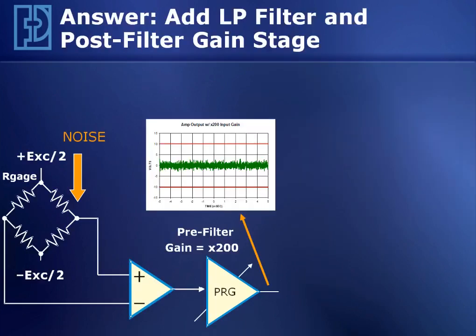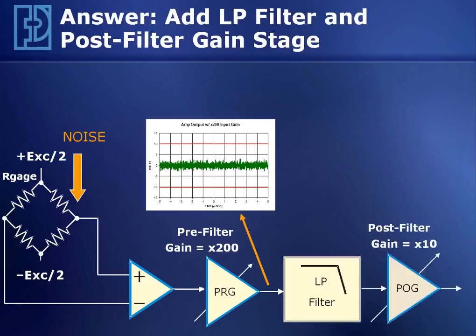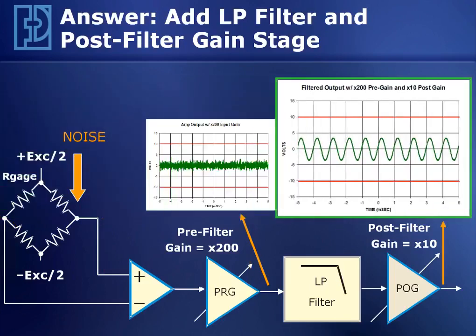So if we add a low-pass filter and a post-filter gain stage to our topology, the precision distributed amplifier topology that we talked about, we can handle this outband noise. What we do is we set the pre-filter amplifier to a gain of 200. We filter out the outband noise that we do not want to measure, and then we gain up the signal the rest of the way with a post-filter gain of 10 so that we achieve an overall gain of 2,000, and we see a nice clean signal on the output that's gained up as we desire.